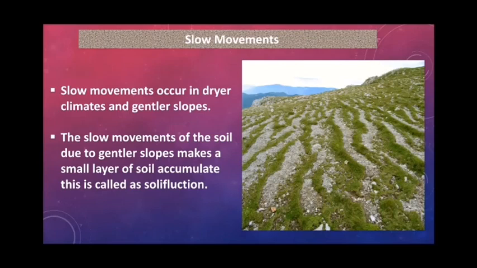Now let us learn about slow mass movements. So in areas with dry climates and gentler slopes, mass movements occur slowly. Soil creep is a common phenomenon in such areas. In periglacial areas, that is areas adjacent to a glacier, on the slopes, small layers of soil get collected because of the movement of soil. This is called solifluction.